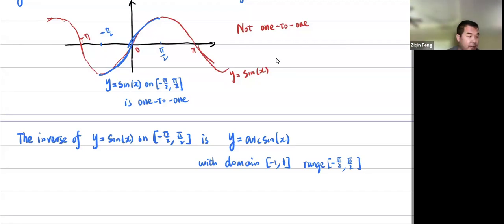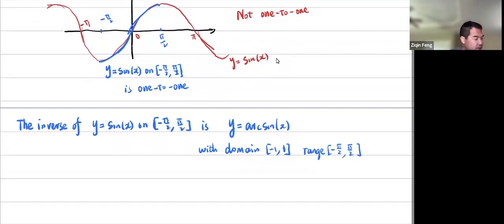And you can sketch the graph of such a function by doing a symmetric flip about y equal to x, because if (x, y) is in the function sine, then (y, x) is in the function arcsine.